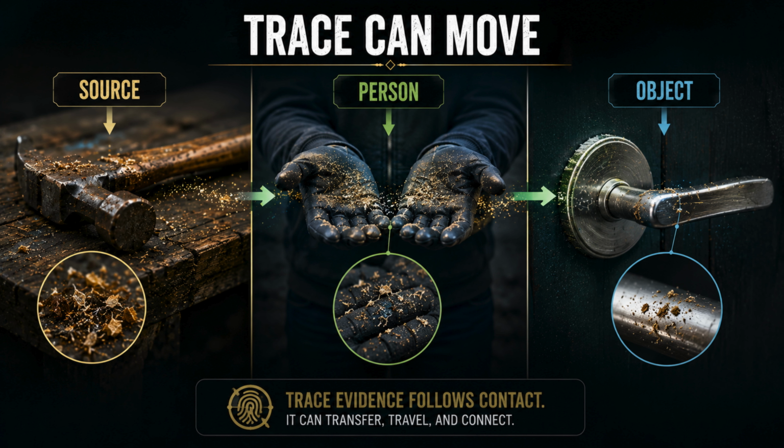Now let's take the concept one step further. Not every trace necessarily moves directly from its original source to the final location where investigators find it. Imagine source, person, and object. A material may first transfer from a source to a person and later from that person to another object. This is sometimes discussed in terms of secondary or subsequent transfer.